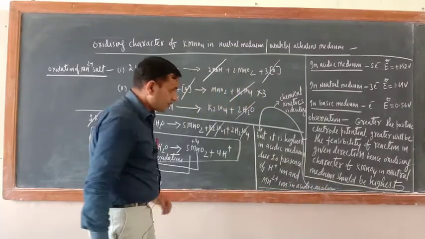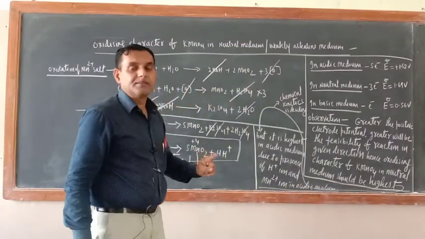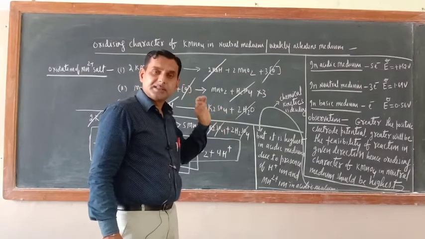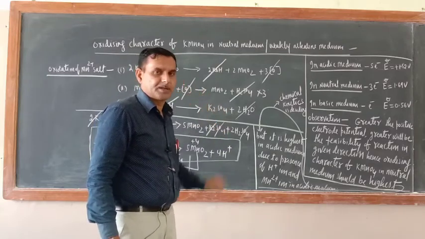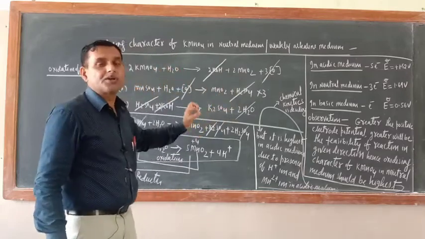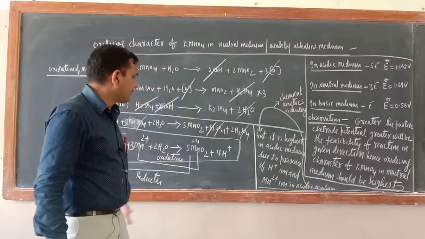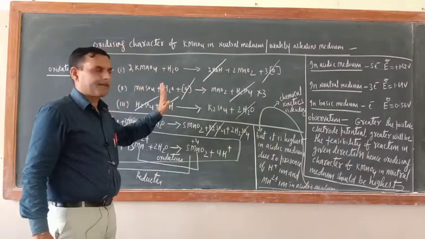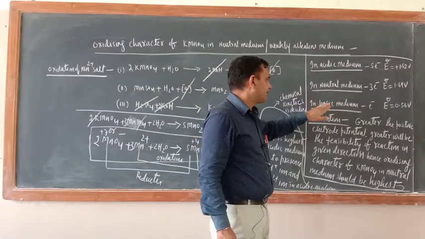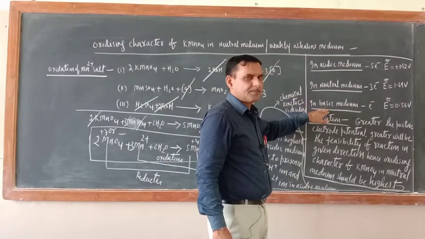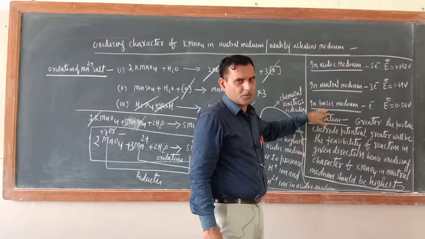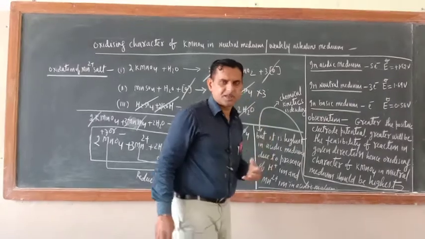So in acidic medium, why is the rate of reaction very high and the yield very high? It is a very simple thing, just try to understand. In acidic medium only Mn2 positive ion is present. Everywhere else Mn2 positive ion is not present. In the product of KMnO4 in neutral medium and in basic medium, MnO2 is the product. Mn2 positive is not the product. So just try to understand.